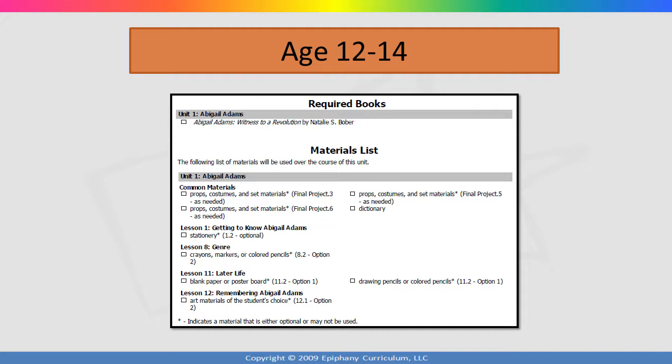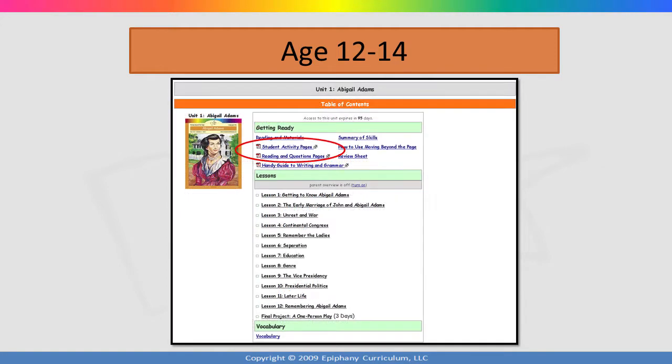Many of these items you will already have around your house, but there may be other items you need to purchase. Most items can be found in common stores like a Walmart or a craft store. If you are using the online version of the curriculum, you should also download and print the student activity pages and reading and questions pages for the unit. If you do this from the table of contents page, you will have all of the pages you need for the next 3.5 weeks ready to go before you even get started. If you need individual student activity pages later, you can print them from within the unit.